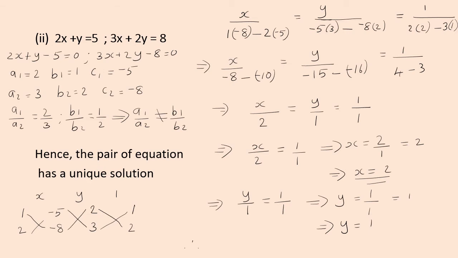Therefore, the solution of the equation is x equal to 2 and y equal to 1. So you have got the solution by the cross multiplication method as x equal to 2 and y equal to 1.